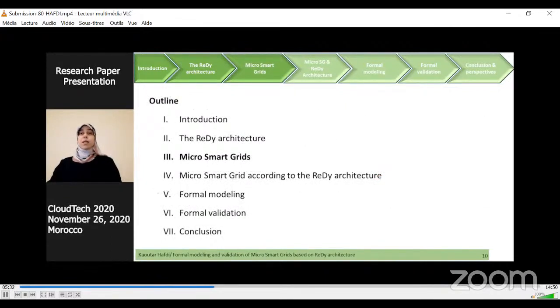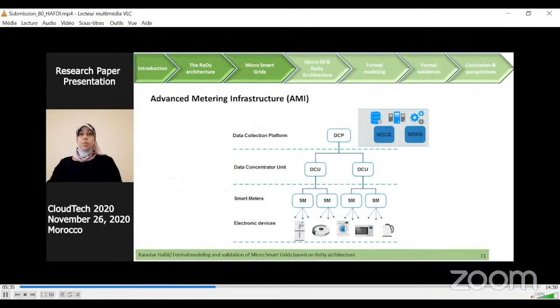Now let's present the micro smart grids. In fact, to set up smart grids, there are suitable technological solutions. We mainly find the advanced metering infrastructure, which is a solution made up of several modules aiming to help power companies to take advantage of new technologies for managing the power grid. An AMI system mainly consists of the following modules. We have the electronic devices equipped with consumption sensors or smart sockets to control the consumption and transmit it to the smart meter. We have the smart meter, which is connected to all the customer's electronic devices.